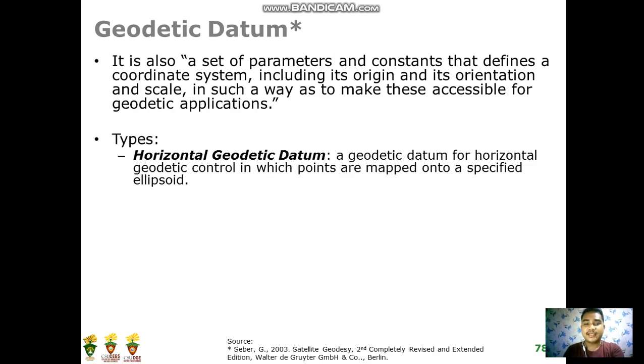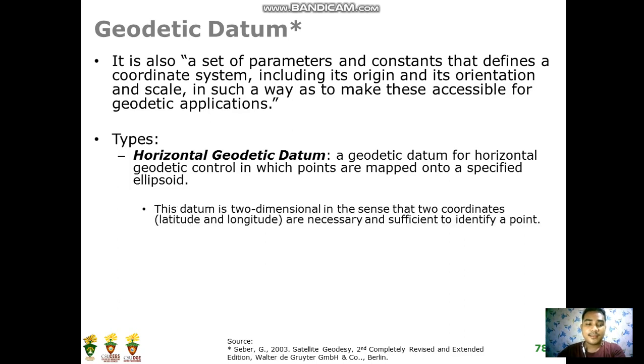Types of geodetic datums is we have horizontal geodetic datum. It's a geodetic datum for horizontal geodetic control, in which points are mapped into specified ellipsoid. So again, ellipsoid siya kay mao man siya basis for horizontal coordinates. So this datum is two-dimensional only. So horizontal is two-dimensional in the sense of two coordinates, latitude and longitude, are necessary and sufficient to identify a point. So X and Y lang siya, since horizontal man.